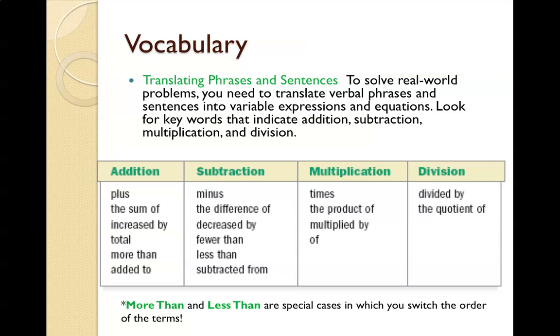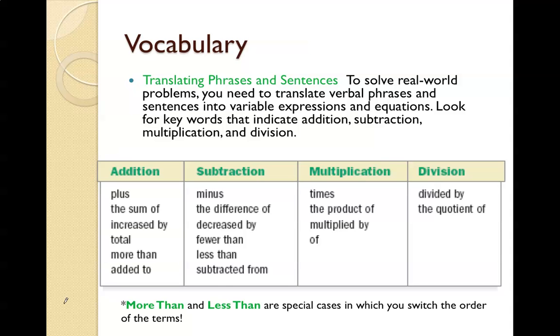Alright, first, some vocabulary terms that we need to know when translating phrases and sentences. To solve real-world problems, you need to translate verbal phrases and sentences into variable expressions and equations. Verbal meaning written in words, and then we want to change them to expressions, our numbers, and our equations. You want to look for keywords that indicate if it's addition, subtraction, multiplication, or division. Here we have some examples of those.